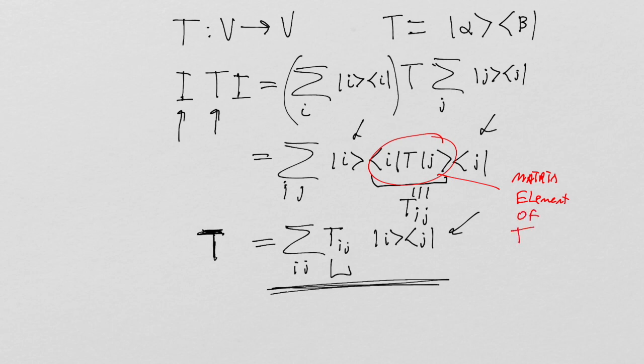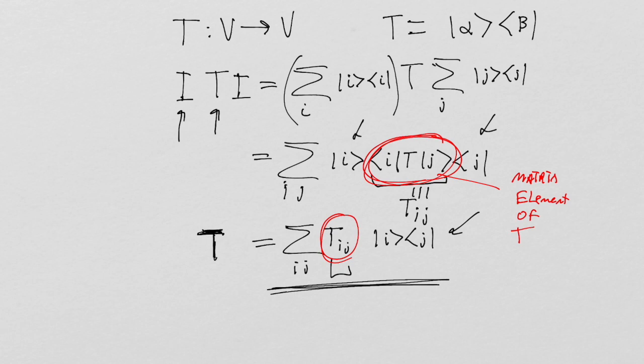Well, T has many matrix elements, right? One for every i and every j. But this is a matrix element of T. And that matrix element is usually written out like this. It's not as often written out like that, but just for illustration, the point I'm trying to make is this applies to every linear transformation, not just the ones that can be written in this form.